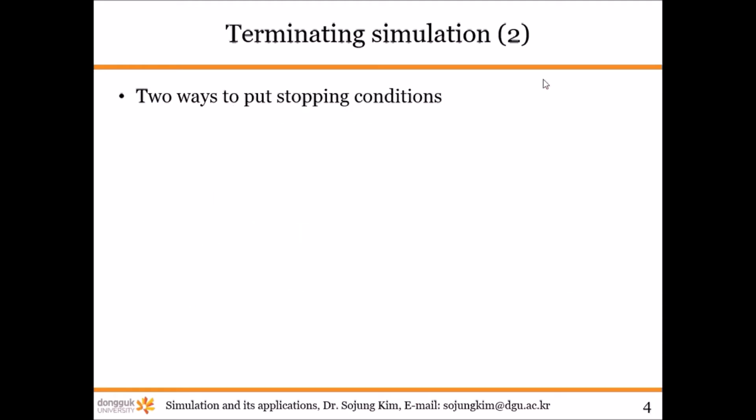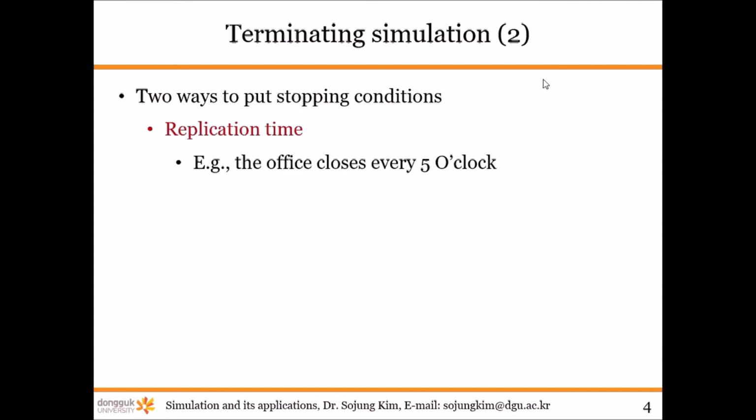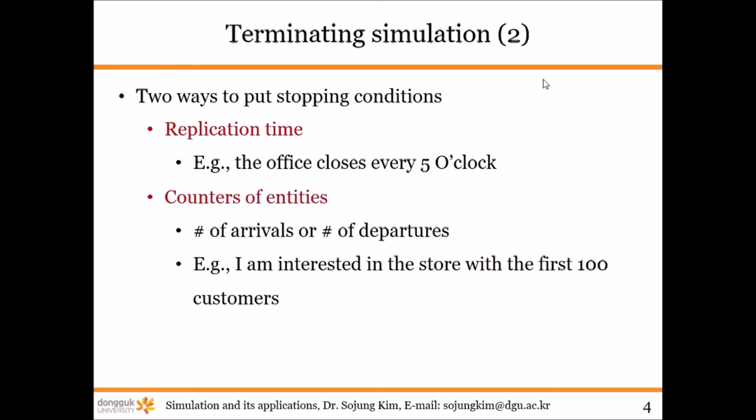So there are two ways to put the stopping conditions in Arena. One is that you can specify the replication time. For example, you can set up the replication length in Arena so that a certain office or restaurant can close at a certain time. Another way is that you can specify the number of entities finished or departed, and so on.